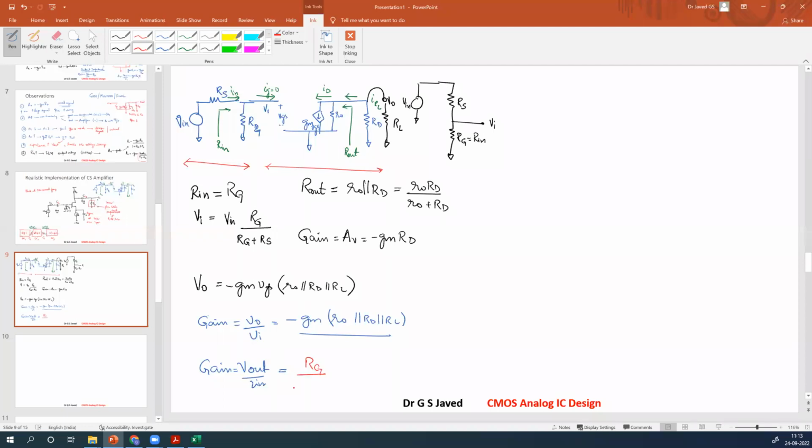Rg by Rg plus Rs. That multiplied by minus Gm times R out parallel with Rd parallel with RL. So this is the total gain of the system. Right? There is a voltage division here. So you need to account for that voltage division also. That is also part of the gain. Understood? So these are the practical implementation, right? This is how it will look like.